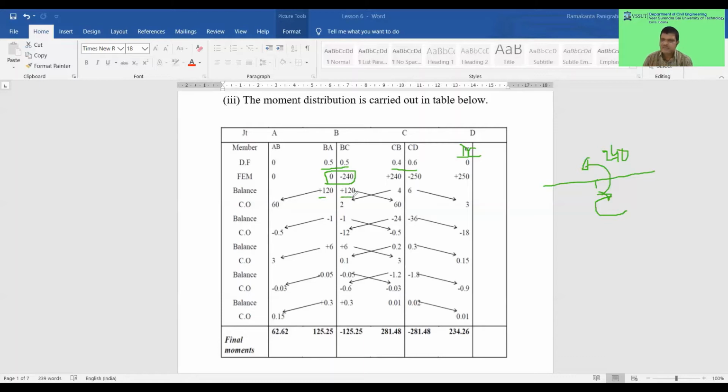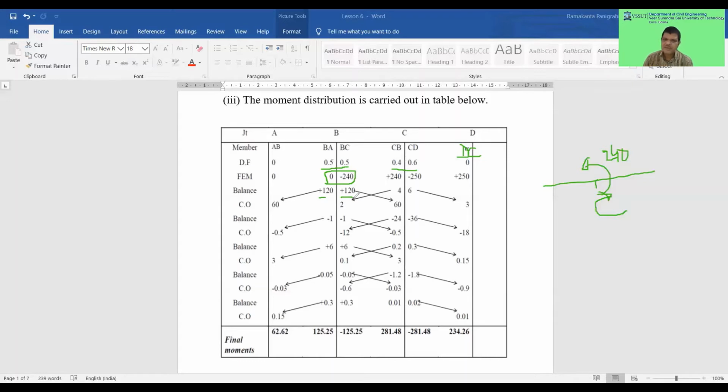Am I clear? So again I am repeating: you see what the unbalanced moment at the joint B is, and apply an equal and opposite magnitude of that moment to make it balance. Now, whatever moment you apply to balance this joint will be distributed among the members at the joint in proportion to their distribution factor.